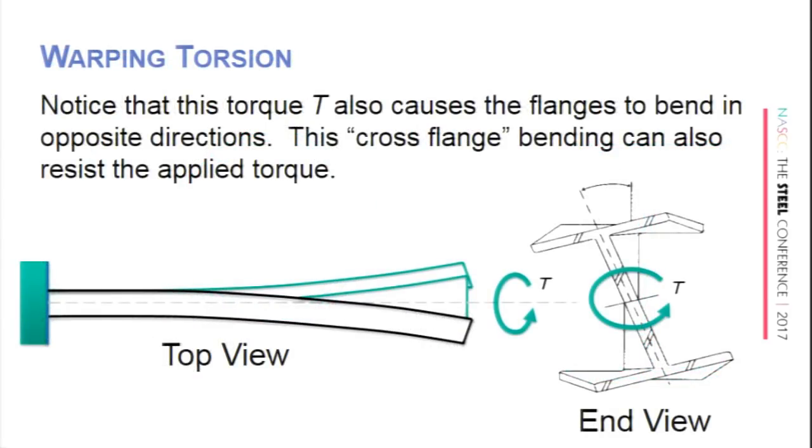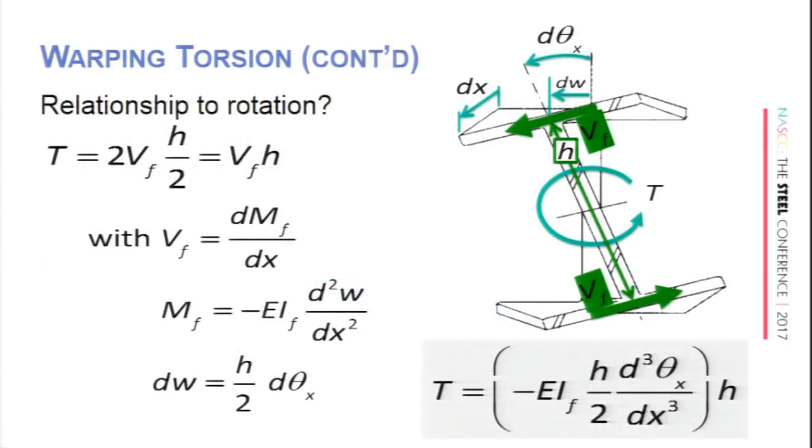All right, so here's the top view looking at warping torsion of what's going on and how do we get this expression for warping torsion, or the cross flange bending to resist the applied torque, because that's what's happening in our lateral torsional buckling. So what is the relationship to rotation? We can take the torque is equal to 2 times the flange shear times h over 2, the moment arm.